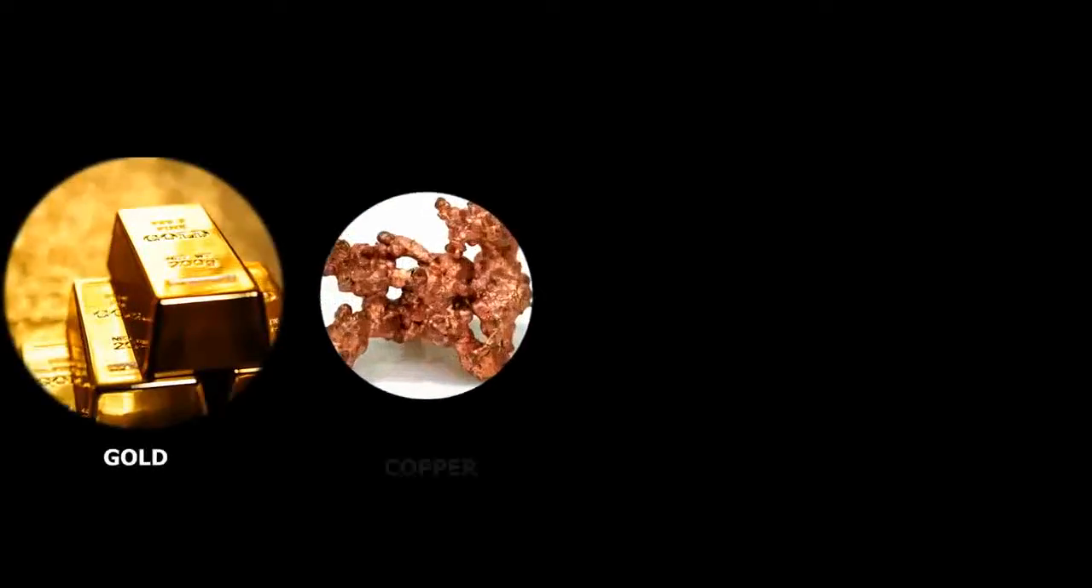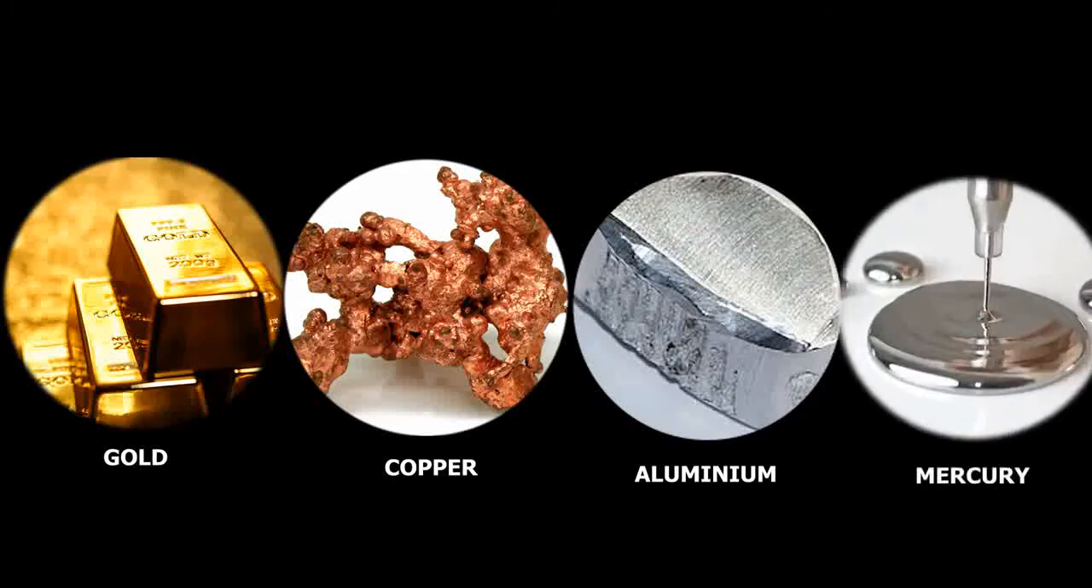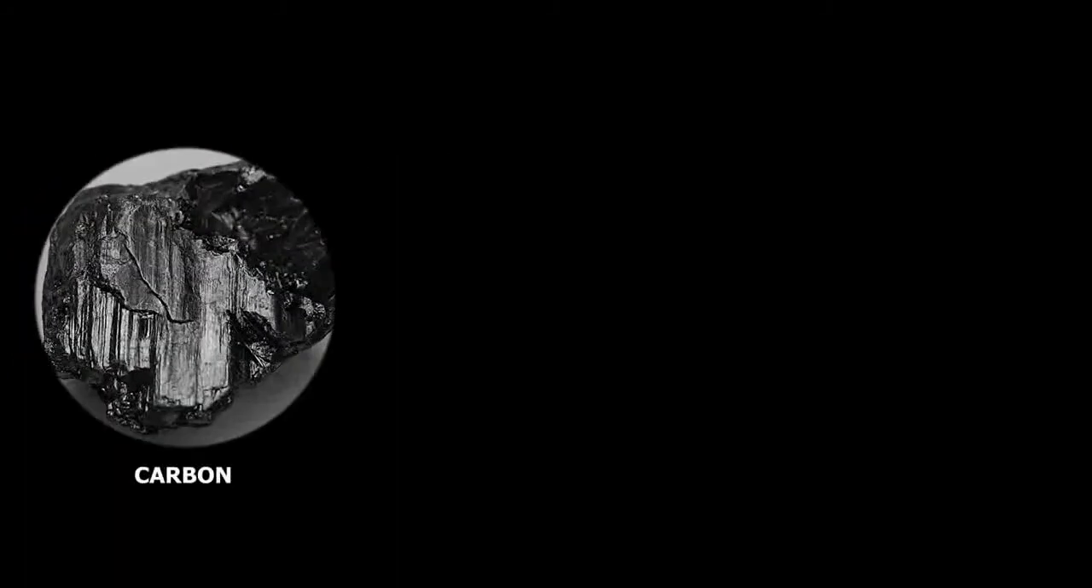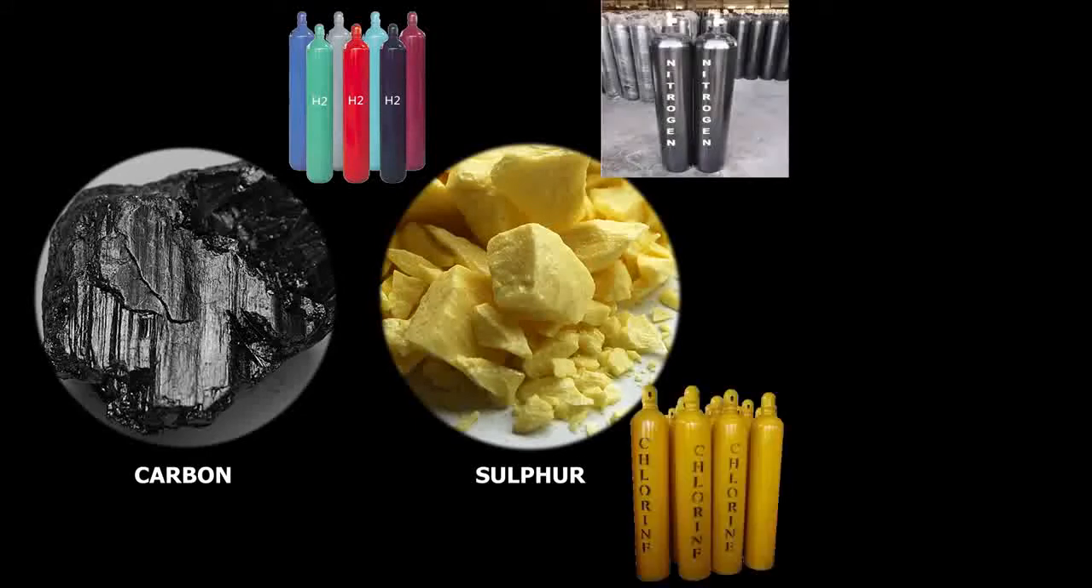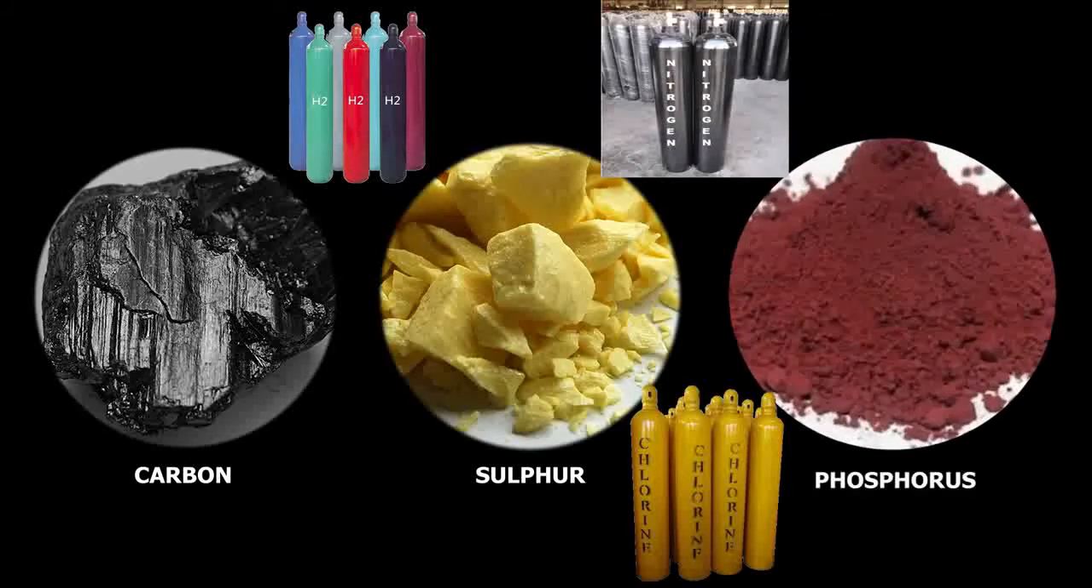Gold, copper, aluminum, mercury, lead, etc. are a few metals which are used in a lot of things around us. Carbon, sulfur, hydrogen, nitrogen, chlorine, phosphorus are a few non-metals which are used in various day-to-day life things. In this video, we will learn different uses of metals and non-metals.